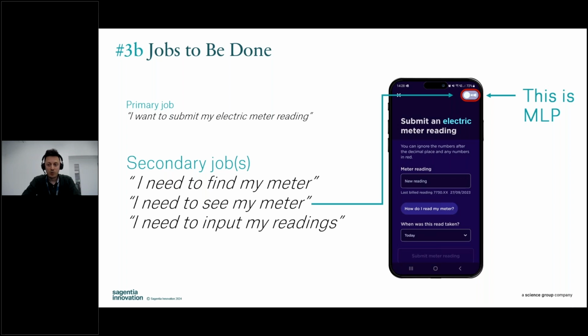Oftentimes, the difference between what is lovable or just a viable experience are companies, services, products that address those secondary jobs. So of course I need to submit my electricity meter, but in order to do that, first of all, I need to find my meter, then I need to see my meter, and then I need to input my readings. Oftentimes, those meters can be hidden away in a dark cupboard. It's dark. So what do I do? If you did the day in the life, the job to be done, when you analyze that, well, I'd need to get a torch, or I might have my smartphone.